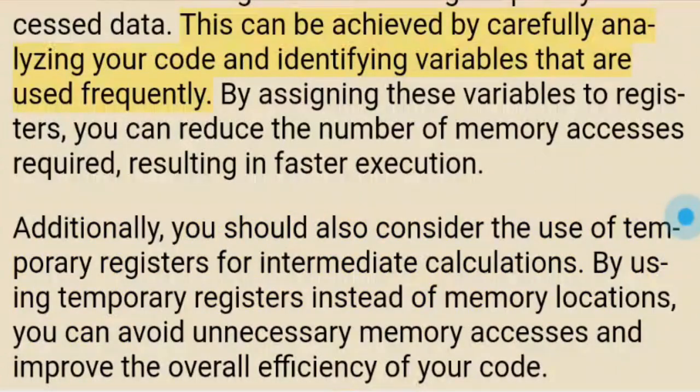This can be achieved by carefully analyzing your code and identifying variables that are used frequently. By assigning these variables to registers, you can reduce the number of memory accesses required, resulting in faster execution. Additionally, you should also consider the use of temporary registers for intermediate calculations. By using temporary registers instead of memory locations, you can avoid unnecessary memory accesses and improve the overall efficiency of your code.